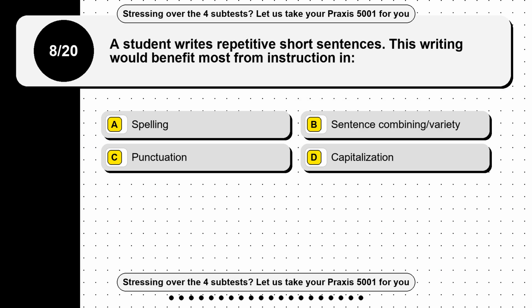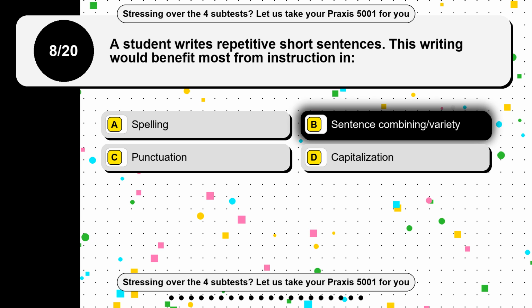Question 8. A student writes repetitive short sentences. This writing would benefit most from instruction in. Option A, spelling. Option B, sentence combining / variety. Option C, punctuation. Option D, capitalization. The correct answer is option B, sentence combining / variety.